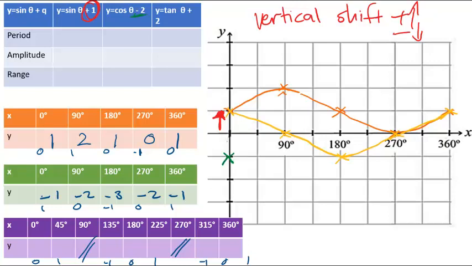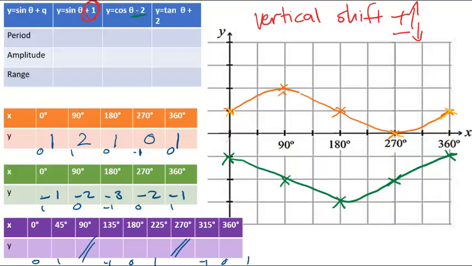So -1, -2, -3, -2, and then -1. Let's connect the dots. So this is what y equals cos theta minus 2 looks like. Again, from the yellow to the green, you've moved down 2 spaces on every single point that you plot. It's just moved down 2 spaces.